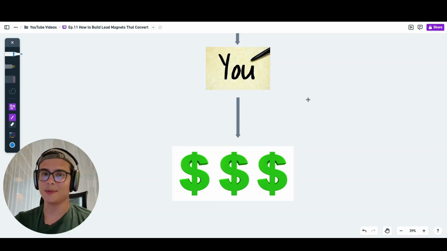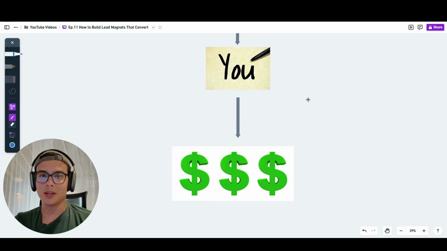And this will work 10 times better if you have proper follow-up sequences and email sequences set up the way that I showed you earlier. And like I said, if you guys want me to make a video about that, let me know in the comments below and I will make a video about follow-up sequences that will help convert and nurture leads.